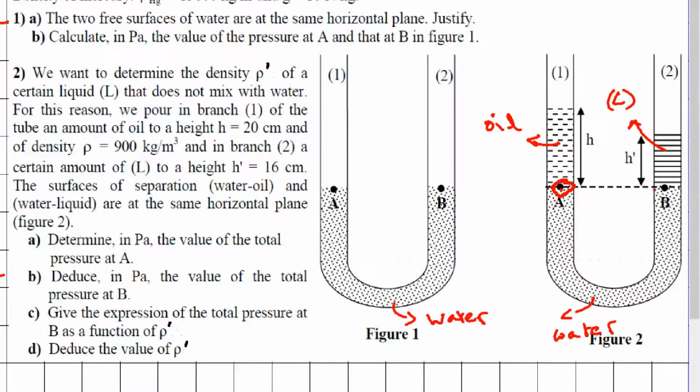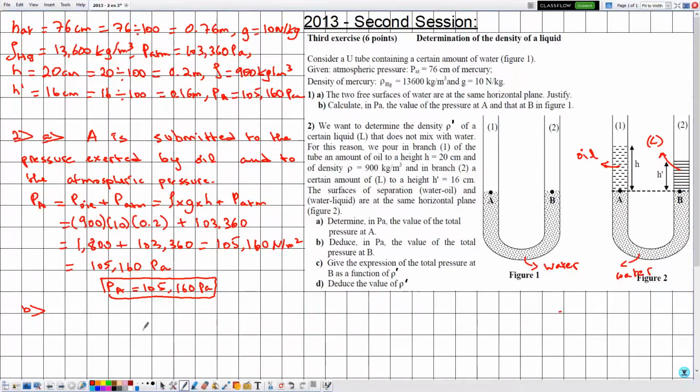So whenever we need to determine in which liquid the point A is, we always look downward. So below the point A there is water, so the point A is in water, and the point B is between the liquid L and water. So whenever we need to determine in which liquid the point B is, we always look downward, so the point B is in water. Now let's say, since A and B are in water, which is the same liquid at equilibrium, and at the same horizontal level, then A and B are submitted to the same pressure.